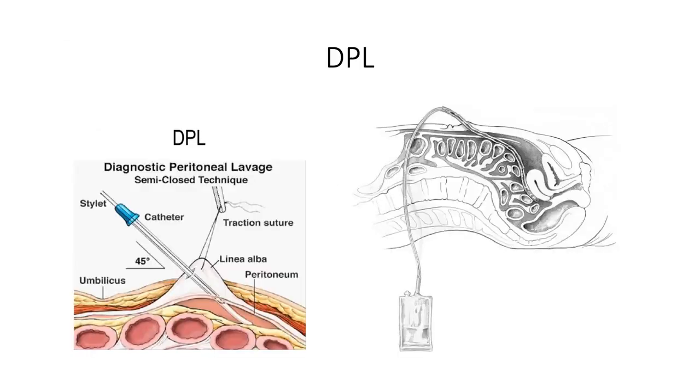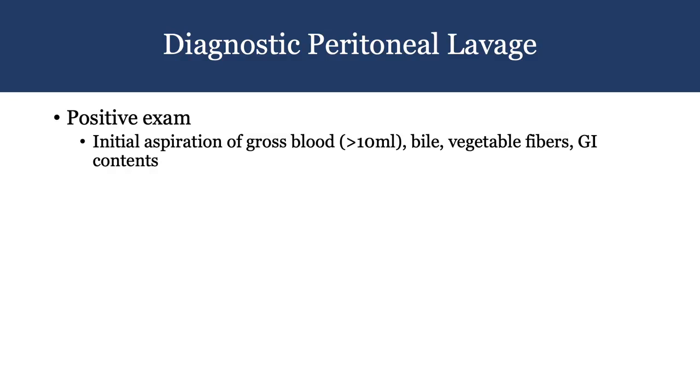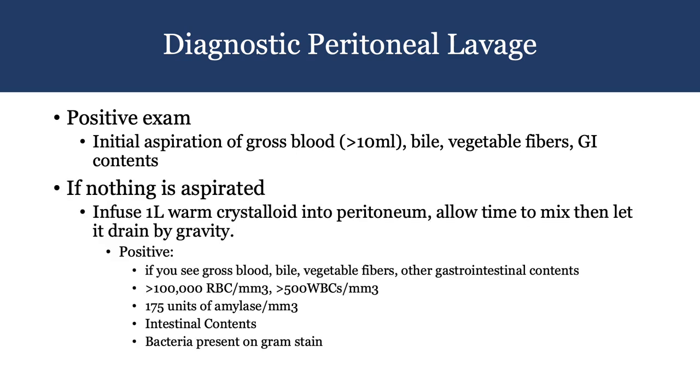This picture generally demonstrates what we do. We want to hold the skin on the anterior abdominal wall anteriorly, so as to direct this catheter into the peritoneal cavity at an angle of about 45 degrees to the anterior abdominal wall, introduce the fluid, and then get out the fluid and send it for analysis. For the DPL, initial aspiration of gross blood gives us a positive exam if it's more than 10 mL, or if we initially aspirate bile, vegetable fiber, or contents of the gastrointestinal tract.